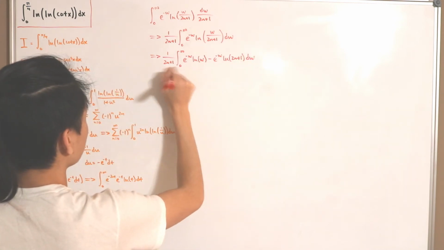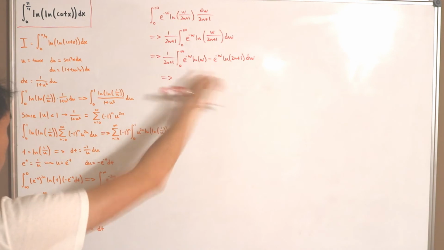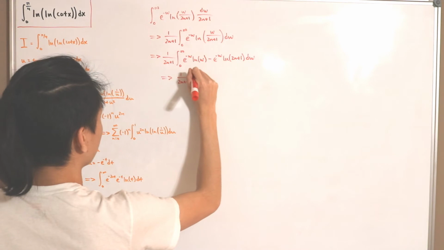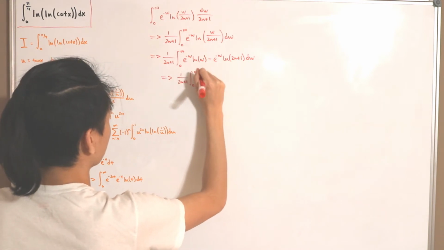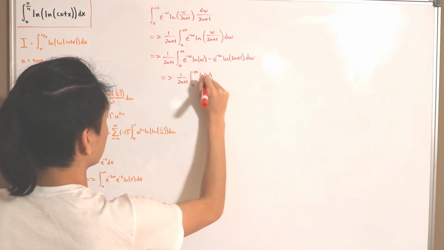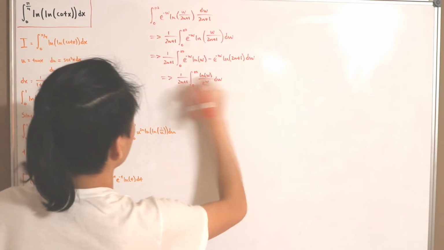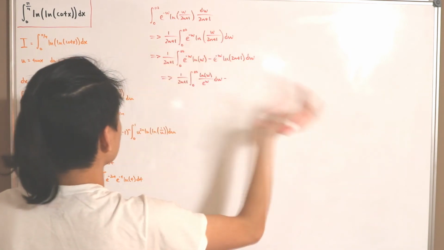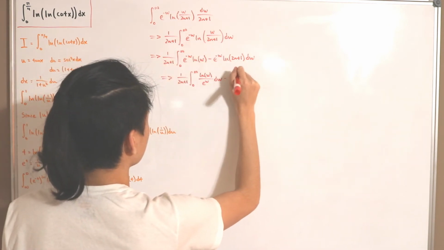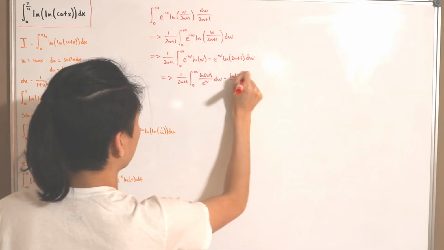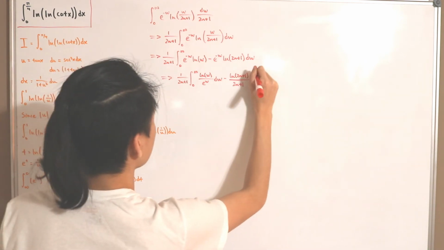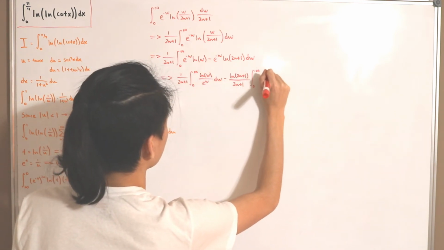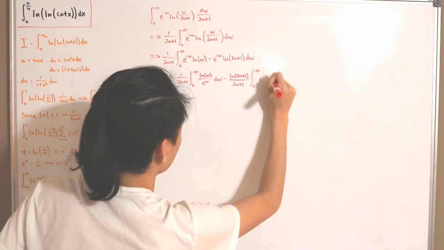Now, what I'll do is distribute the 1 over 2n plus 1 to all the terms. So then we get that this is 1 over 2n plus 1 times the integral from 0 to infinity of ln of w times e to the negative w dw, minus, I can also factor out the ln of 2n plus 1, since it doesn't depend on w. So this is the natural log of 2n plus 1 divided by 2n plus 1, times the integral from 0 to infinity of e to the power negative w dw.